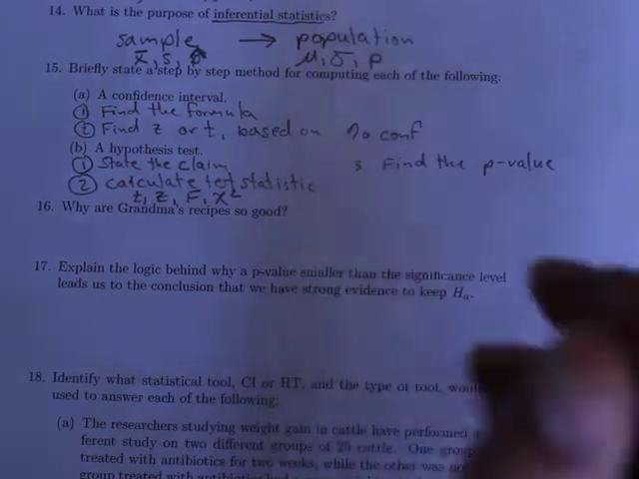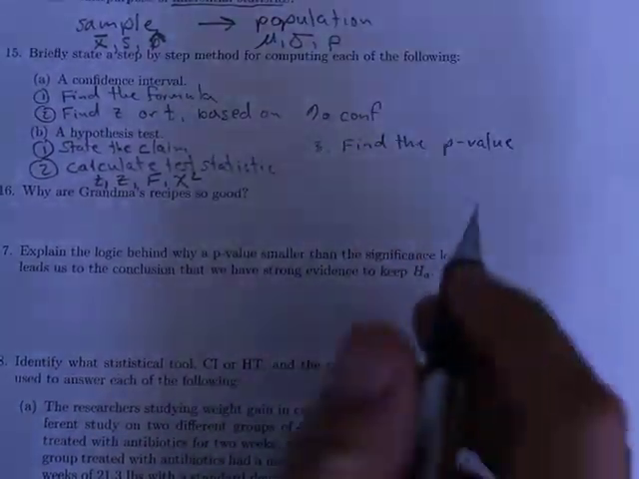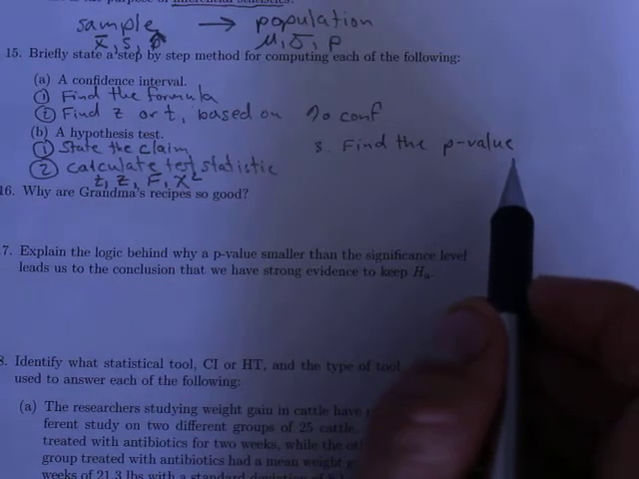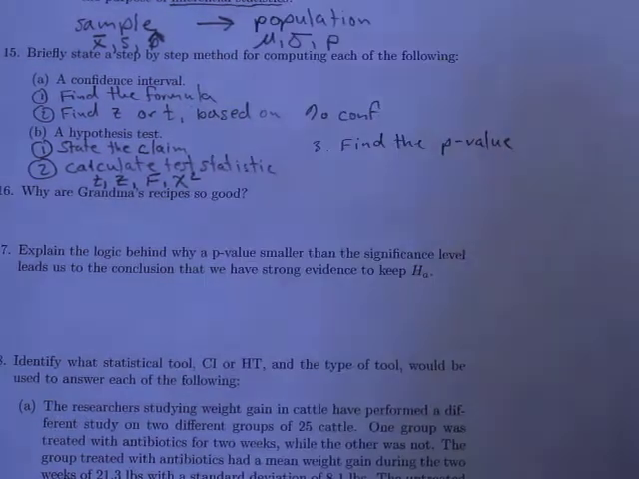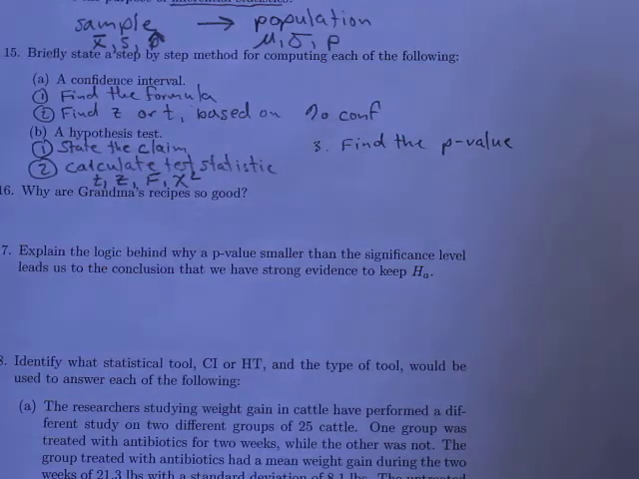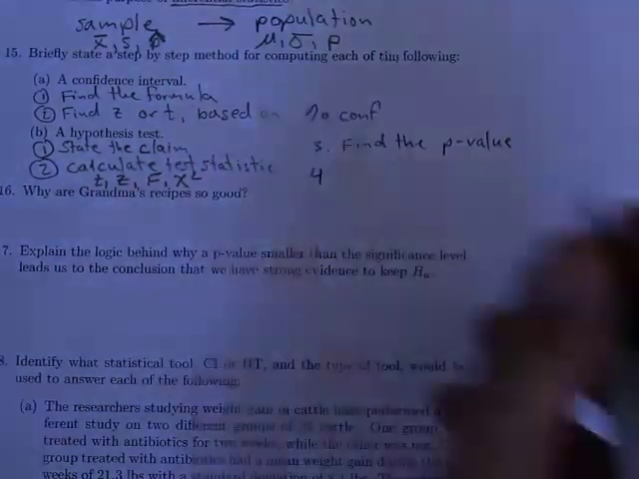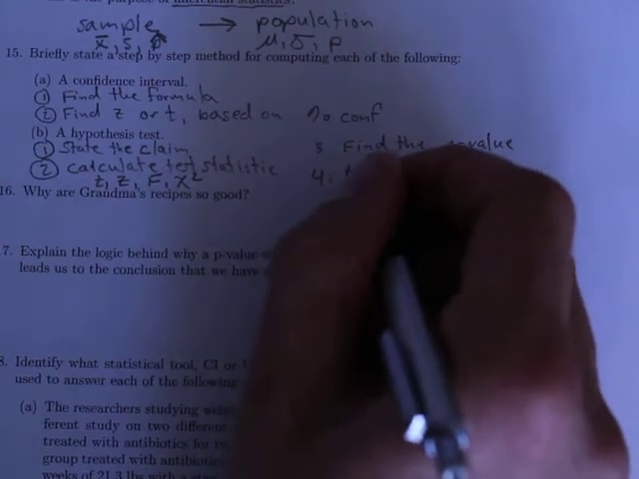You may need to know the degrees of freedom, or you may need software to do that in the case of ANOVA or chi-squared. You'd have to have a computer to get the answer there. Otherwise, for t and z, you can just look it up. And then the fourth step is to make a conclusion.